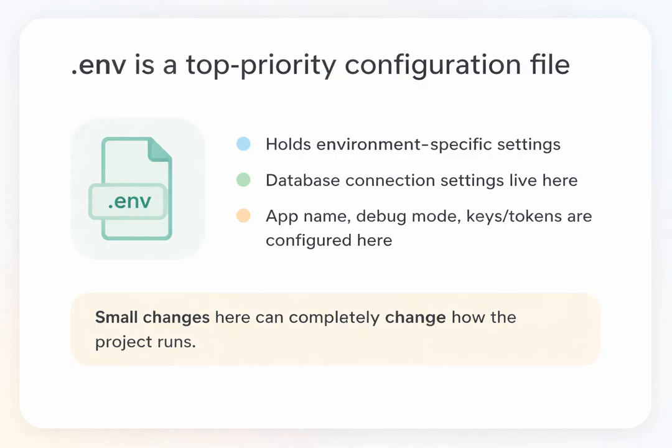The .env file is one of the most important files in a Laravel project. It holds environment-specific configuration, especially database settings. It also contains things like the application name, debug mode, and keys used for generating tokens and secure features. Because Laravel reads .env at runtime, even a small change here can change the behavior of the entire project.